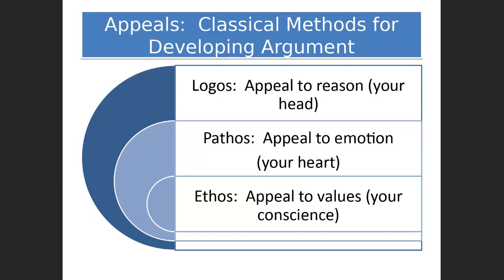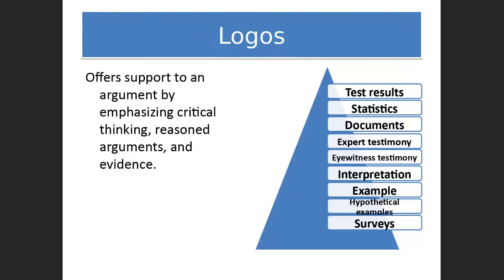Now, according to Aristotle, again, this goes all the way back to the ancient Greeks. That's the reason we call it classical information. It's classical because it dates back. But there are three main ways of developing an argument. Through logos, which is the appeal to reason, or we're going to say your head. Pathos, which is appeal to emotions, your heart. And then ethos, which is appeal to your value system or your conscience, or in some cases, religious appeal. Now, again, logos should be the majority of types of information that you try and find to support your argument.